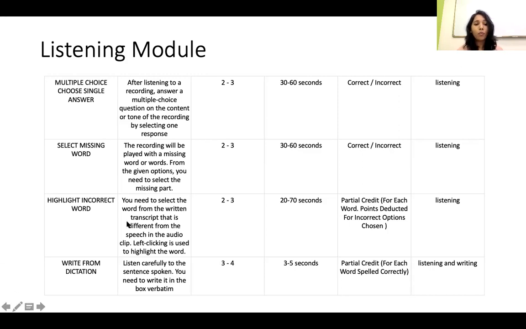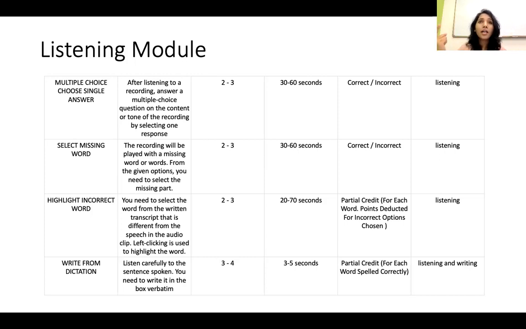Highlight incorrect words. What happens here? You're listening to an audio again. An audio is played, you're listening to that audio, and the transcript of that audio is displayed in front of you. Your job is to listen to the audio and proofread every word given in the transcript. Or, in other words, you're checking if every word in the audio is matching every word in the transcript.